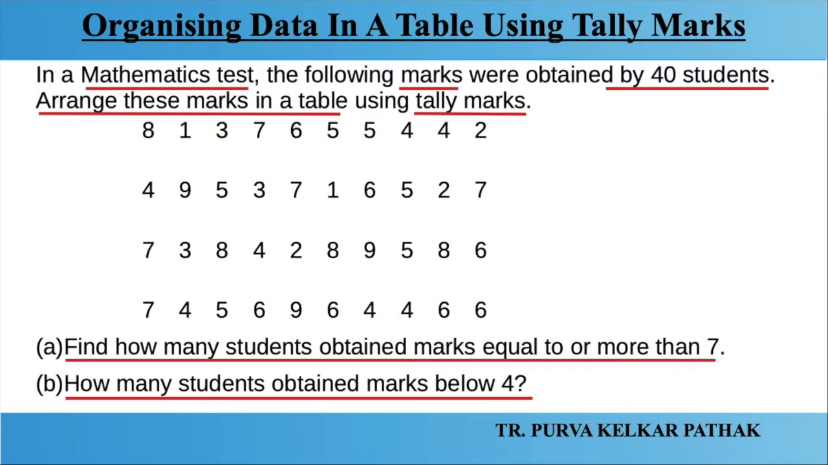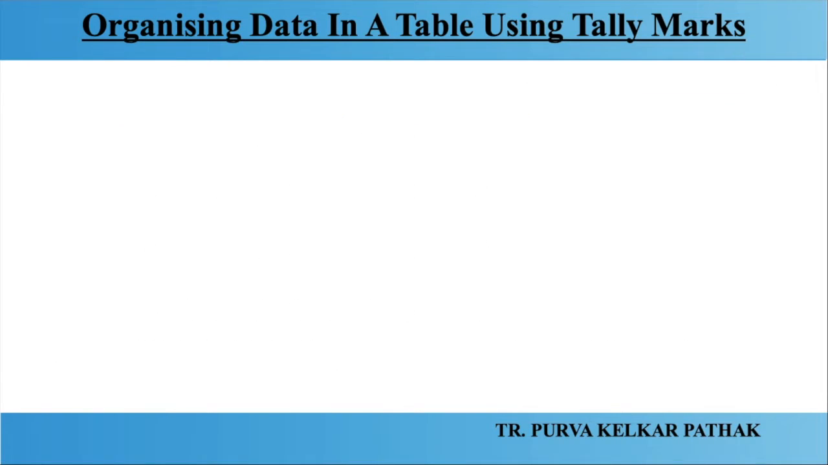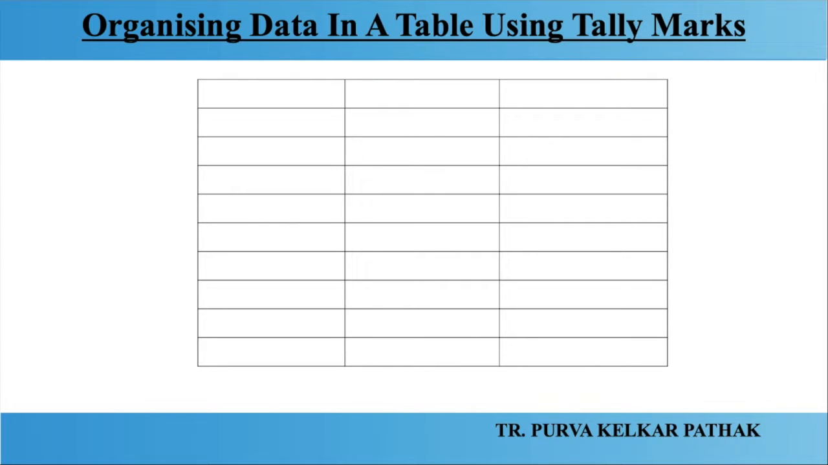So, this word problem consists of two main parts. In the first part, we have to arrange the given data, that is, the marks obtained by the students in the mathematics test, in a table using the tally marks. After arranging these marks in a table using the tally marks, we have to answer the questions given below by referring to the table. Let us first draw a table. It consists of 3 columns and 10 rows.